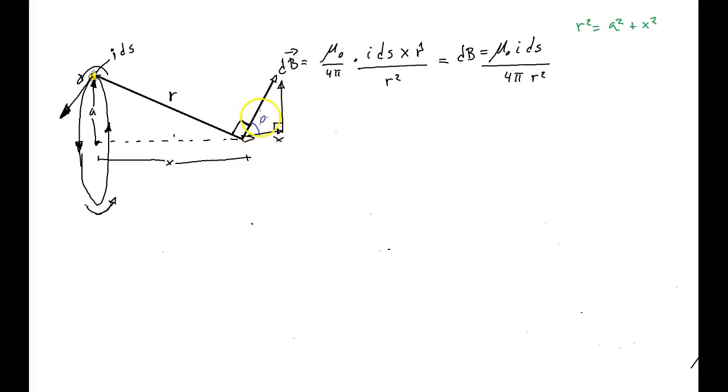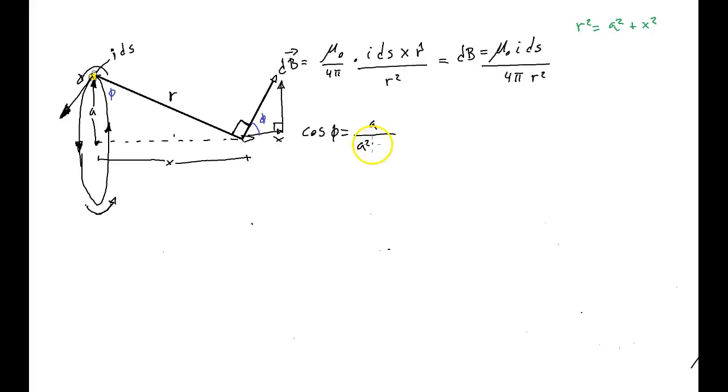And cosine of phi, well, what is it? It's the adjacent side over the hypotenuse, right? So that's going to be a over r, but r is equal to a squared plus x squared raised to the 1/2.